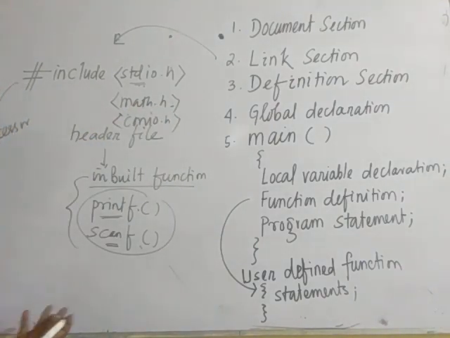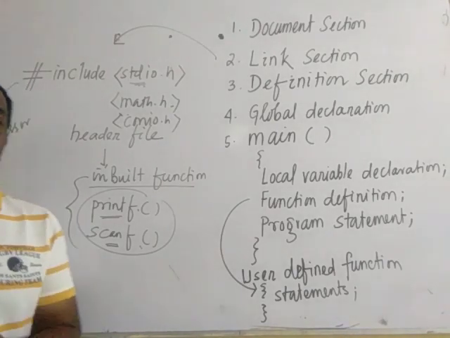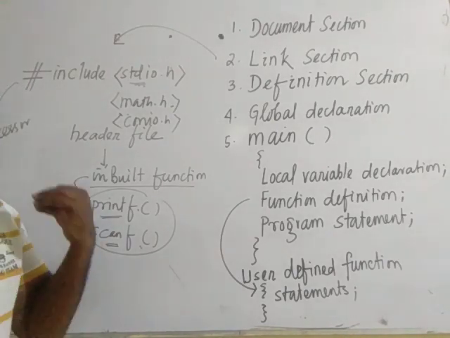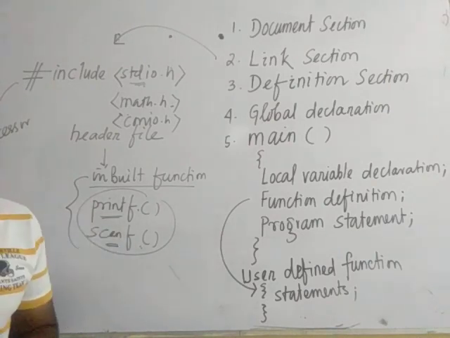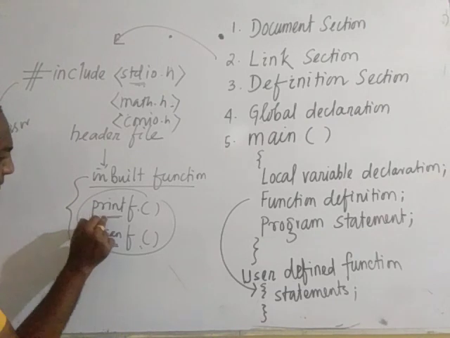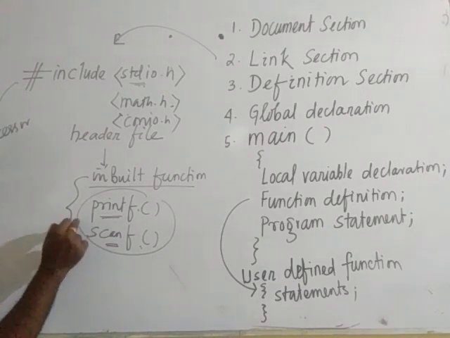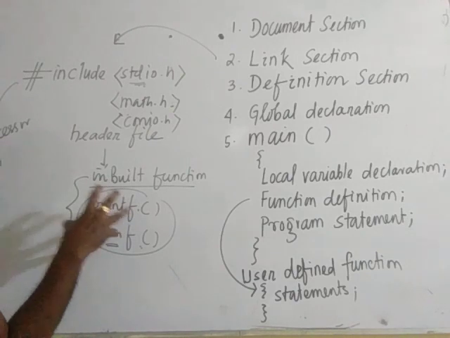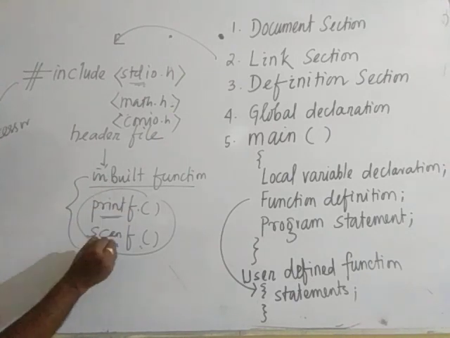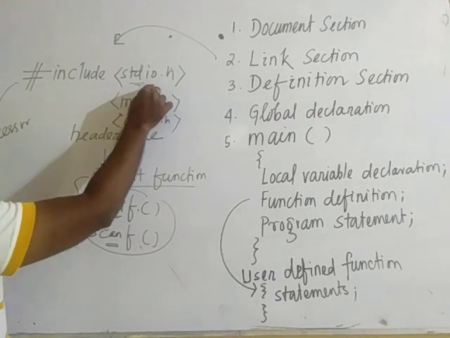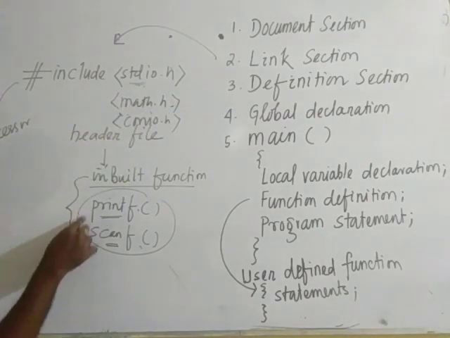So different types of header files are there according to the requirements. If I use an inbuilt function, then I have to include the header file which contains the coding of that inbuilt function. Like here I am using printf and scanf, so I will use the file which consists of the coding of printf and scanf. That file is stdio.h. The standard input output header file consists of the coding of printf and scanf.